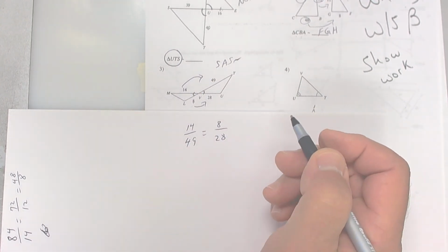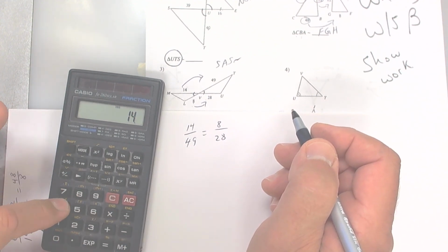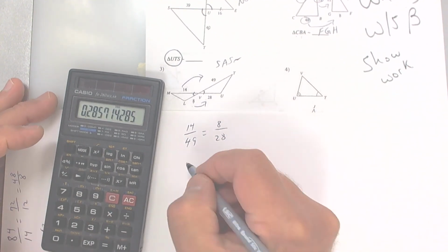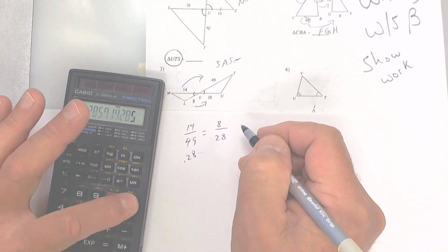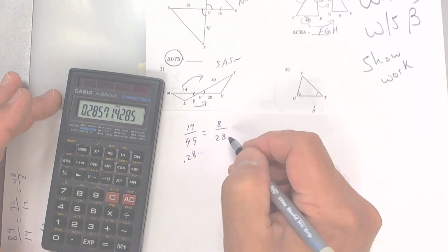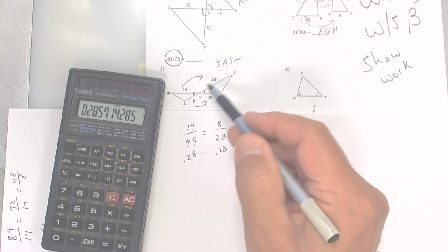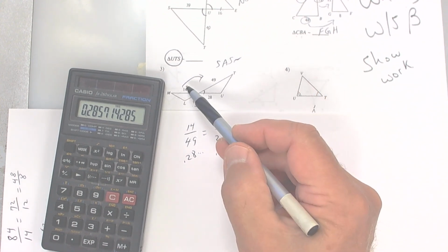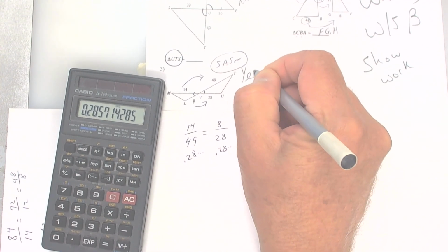Take your calculator. Take 14, divide it by 49, and I get 0.28 and a bunch of stuff. And then here, I get 8 divided by 28, and I get the same thing. So since I get the same thing, the sides are proportional. So this is going to be side, angle, side. So this is yes, side, angle, side.